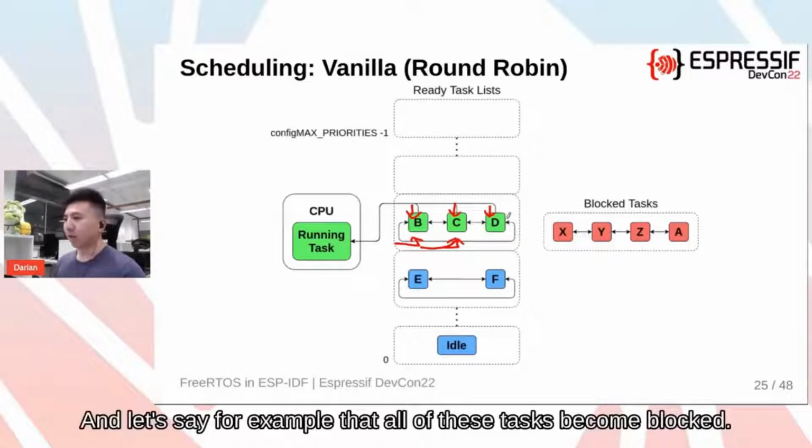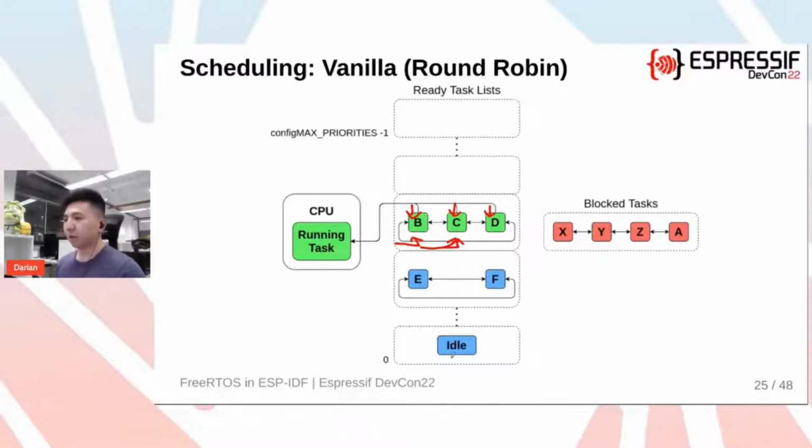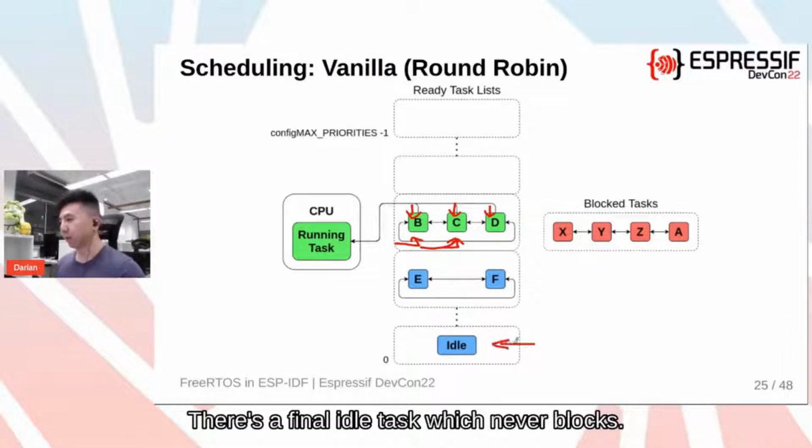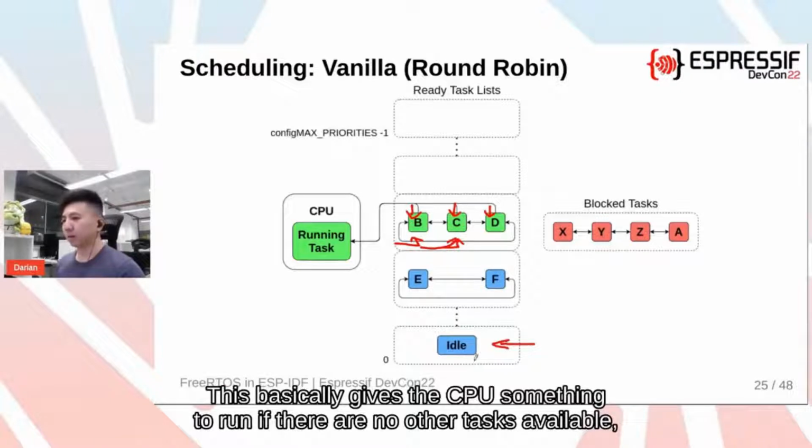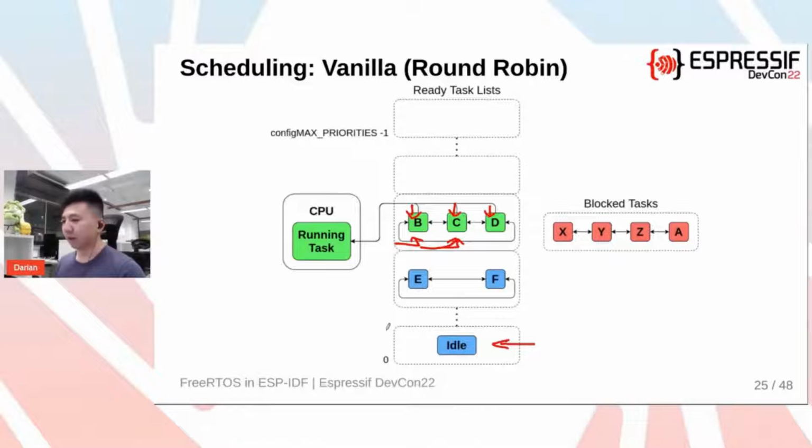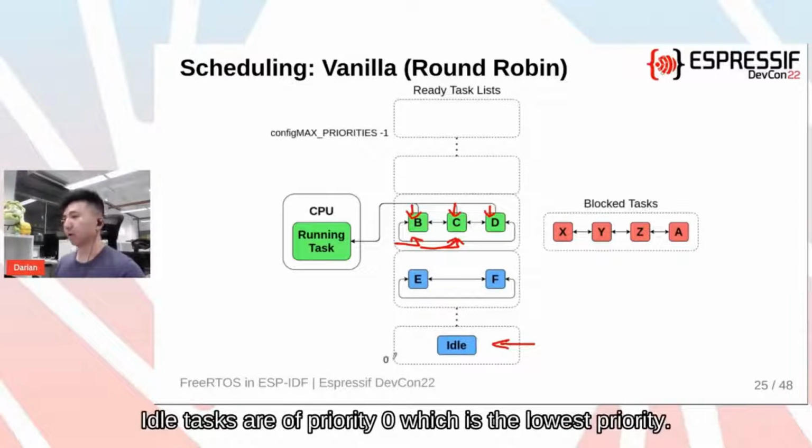Let's say for example that all of these tasks become blocked. There's a final idle task which never blocks. This basically gives the CPU something to run if there are no other tasks available. The idle task is of priority 0, which is the lowest priority.